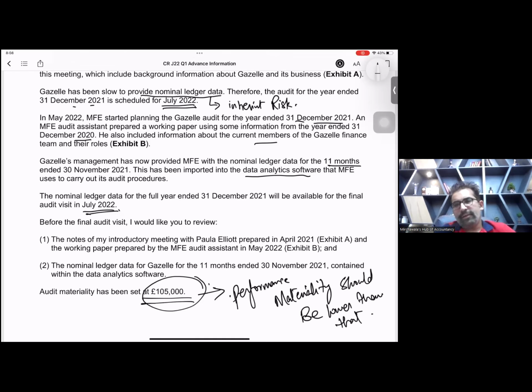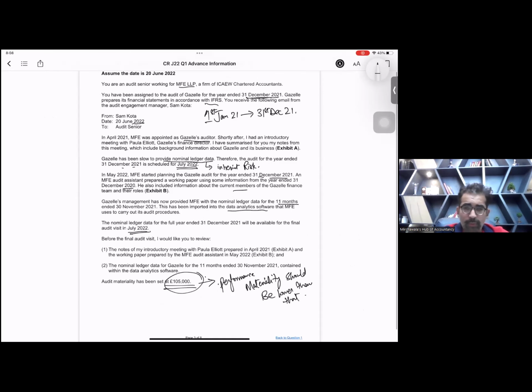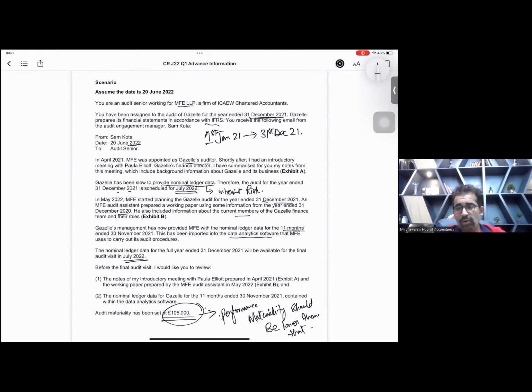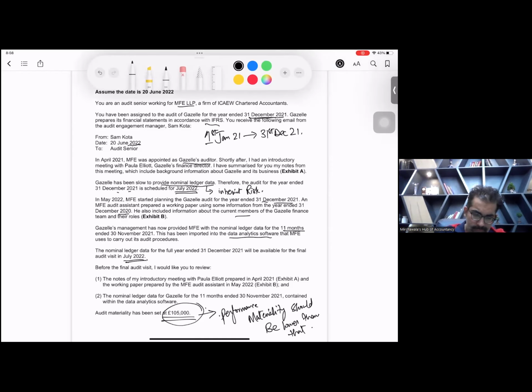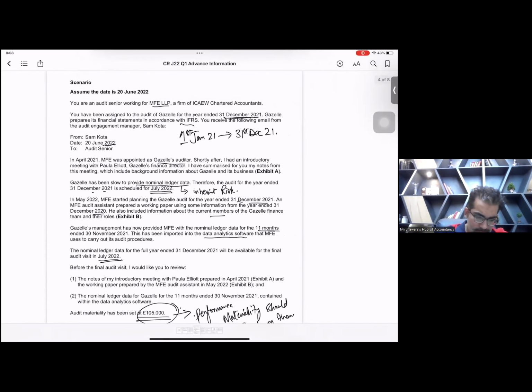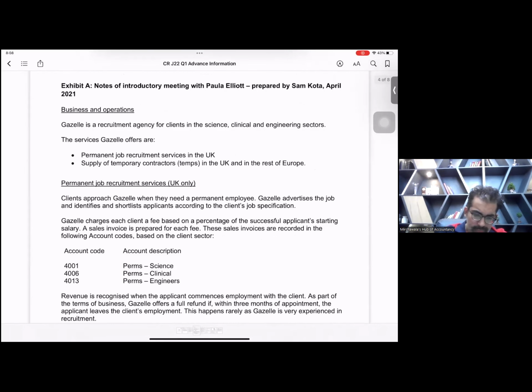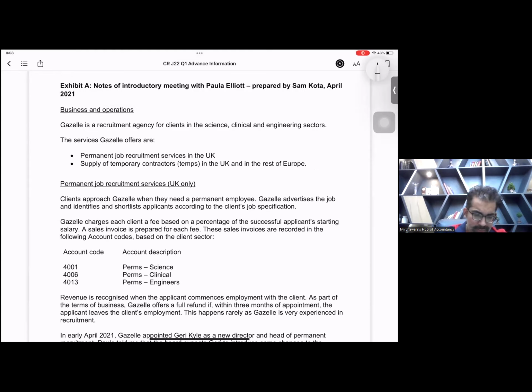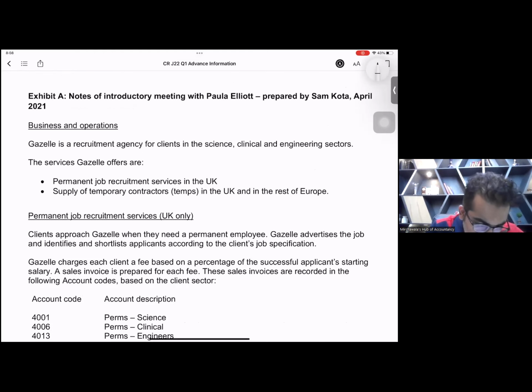Whenever we see any client as a risky client, we reduce the materiality level so that we do more work, more detailed work, right? So please have a look. And I've already told you it's better you read this document before you attend this class. Now, this is about their business operations. Notes of introductory meeting with Paula.